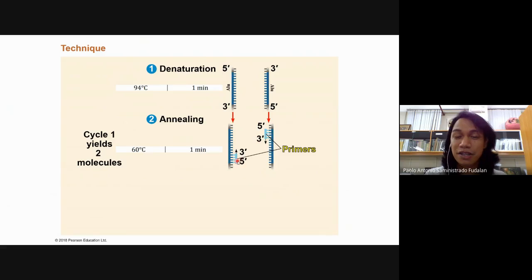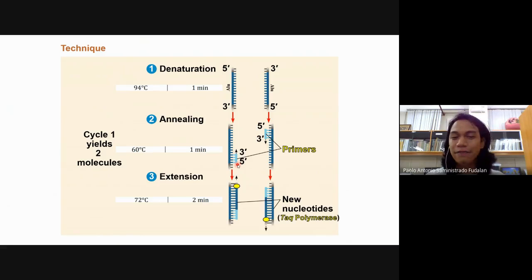The primers are RNA strands, oligonucleotides, and they will stick just at the right ends of our gene of interest, in this case, the allogene. That's annealing. And then extension at 72 degrees Celsius. So it takes 2 minutes, a little bit longer.